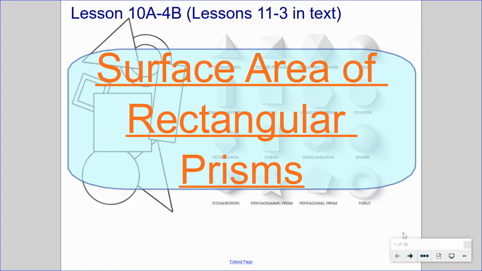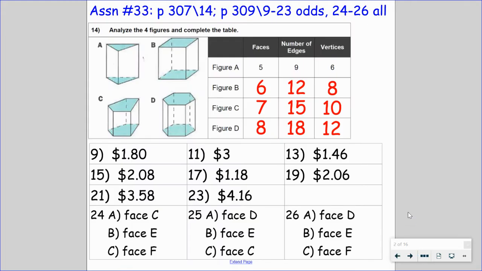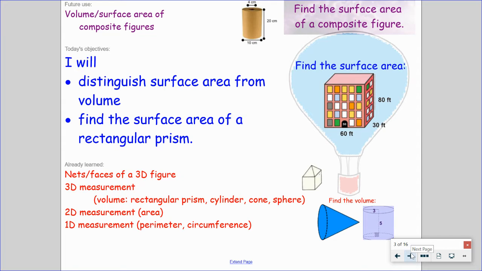Today we're going to talk surface area, but before we get into surface area, let's go ahead and pause. Take a look at assignment 23. Come on back when you're ready. You all know I love questions. Bring some questions, please, and let's go. What are we doing today?